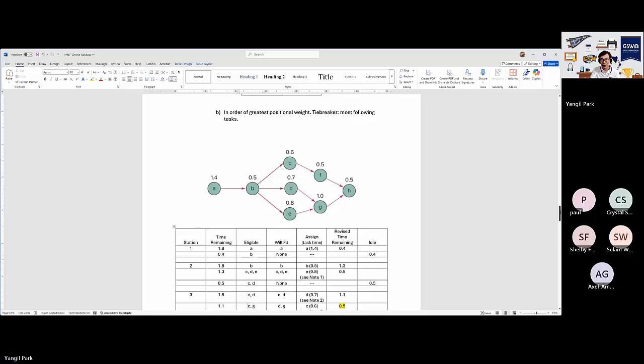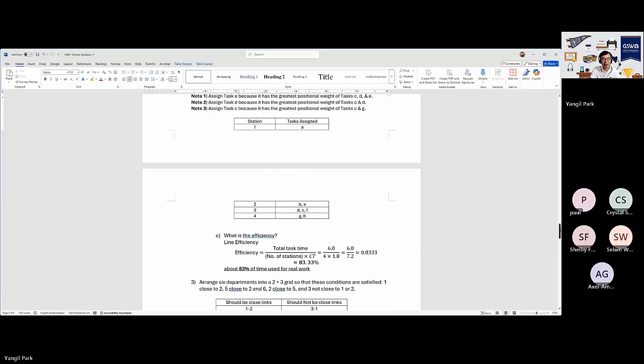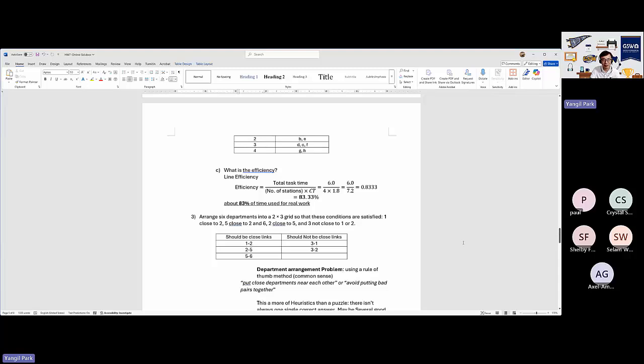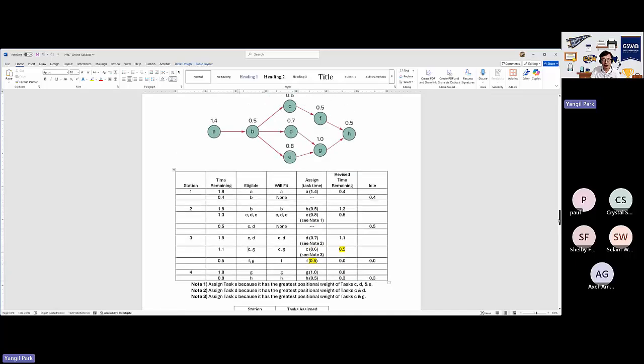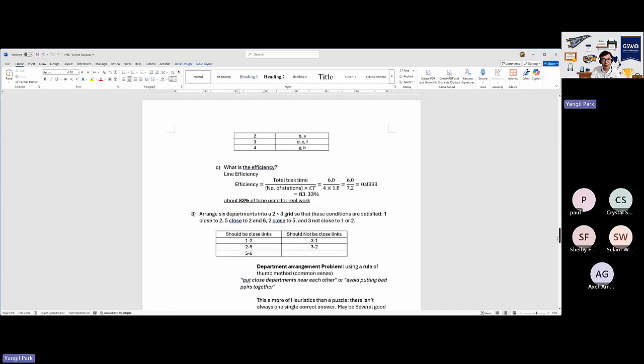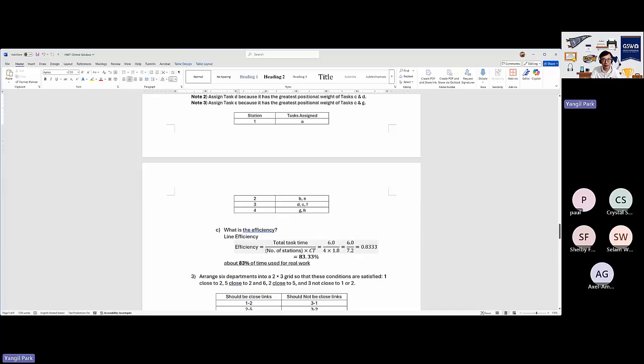All right. Then asking about line efficiency. So whether this line that we have here is efficient or not. The formula given is total task time, which is 6 minutes, over the number of workstations we came up with, which is 4, times cycle time 1.8. That would be the numerator and the denominator. Then you divide by, of course, 7.2.